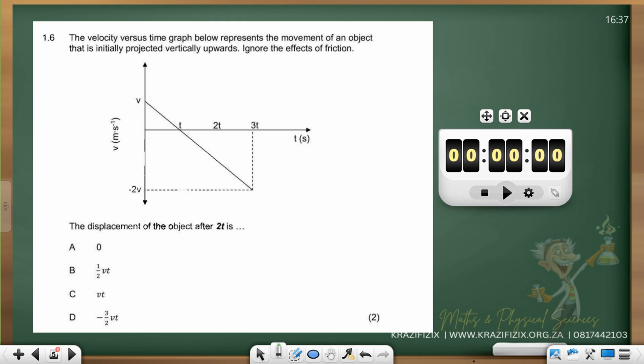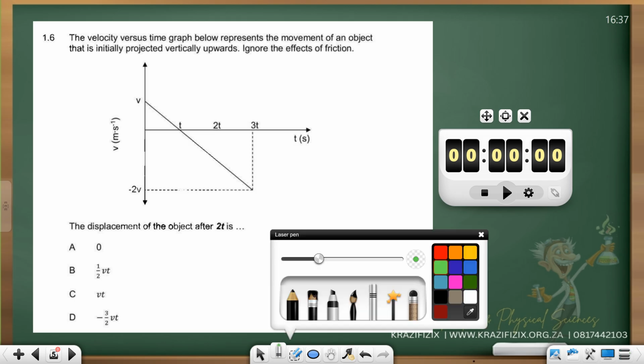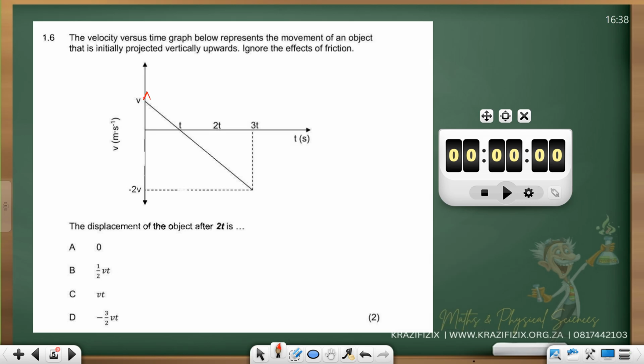All right. The velocity versus time graph represents the movement of an object that is initially projected vertically upwards. Ignore the effect of friction. Find the displacement of the object after 2t. All right, we're told that this thing moved upwards, and it makes sense. Let me call this point A, point B. Now, they said after 2t, so let's call this point C.